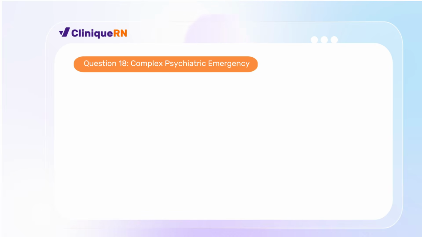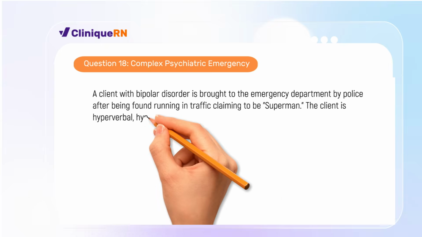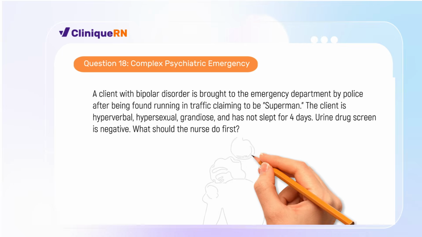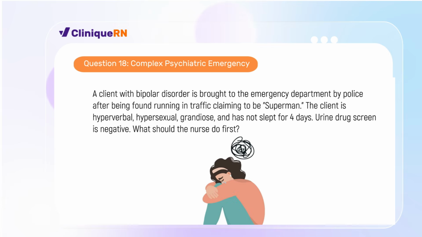Question 18. Complex psychiatric emergency. A client with bipolar disorder is brought to the emergency department by police after being found running in traffic, claiming to be Superman. The client is hyperverbal, hypersexual, grandiose, and has not slept for 4 days. Urine drug screen is negative. What should the nurse do first?